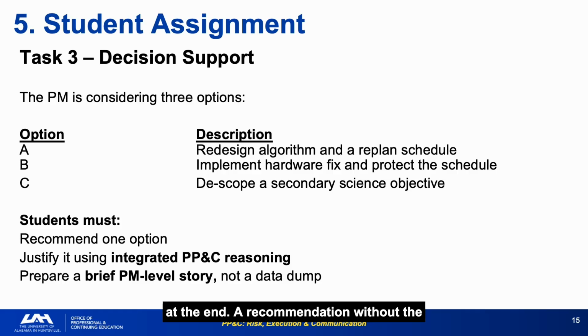A recommendation without the cost schedule reserve reasoning behind it is an opinion. A recommendation with that reasoning, but without a clear PM-level message, is analysis without storytelling. Both must be present in Task 3. Structure your Task 3 output as a 3-paragraph briefing. This is the situation, this is the recommended option, and why. This is what needs to happen now. That structure is what the PM needs to make a decision.